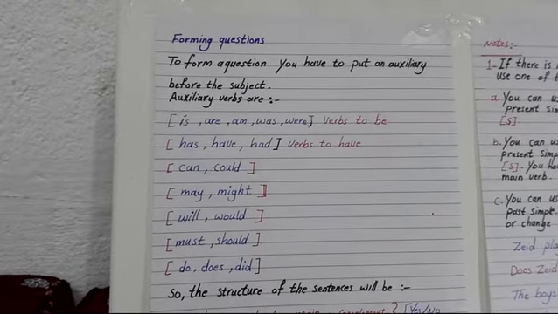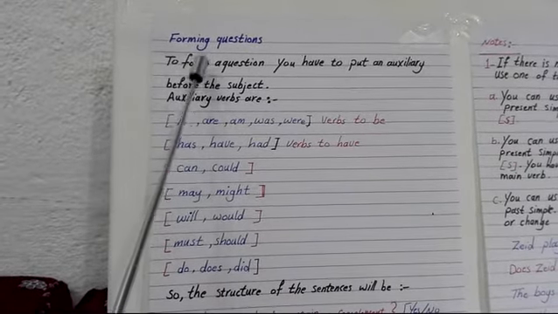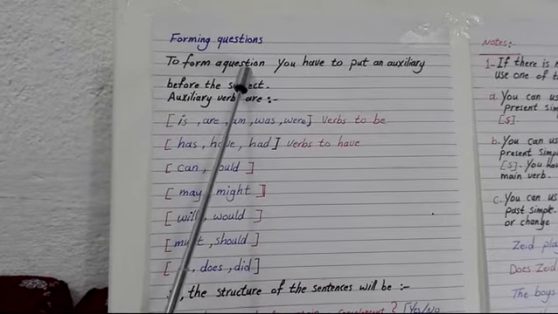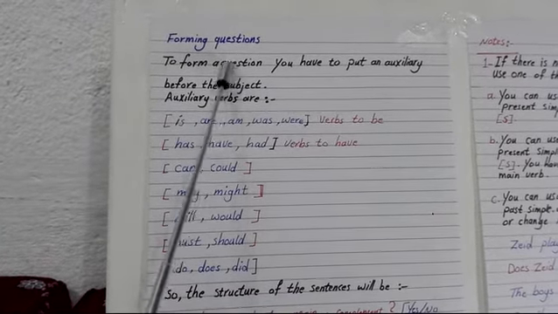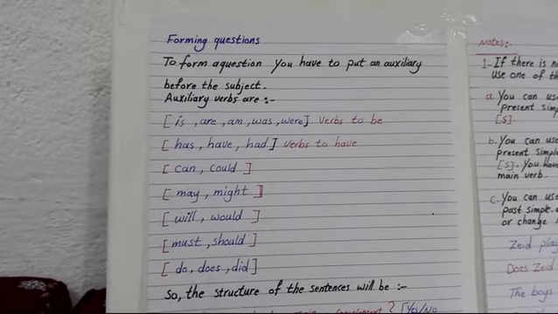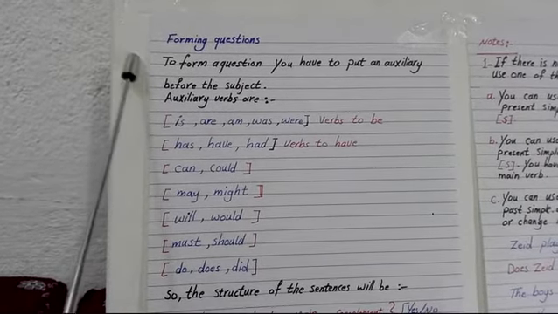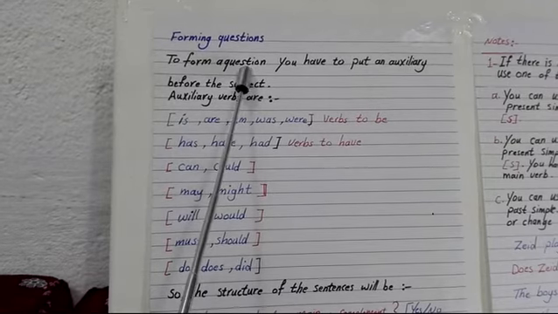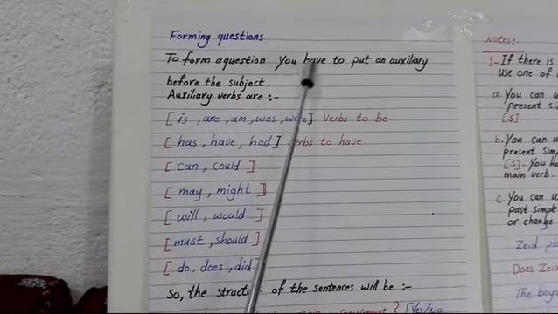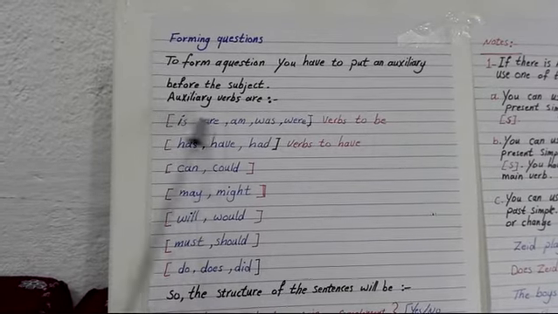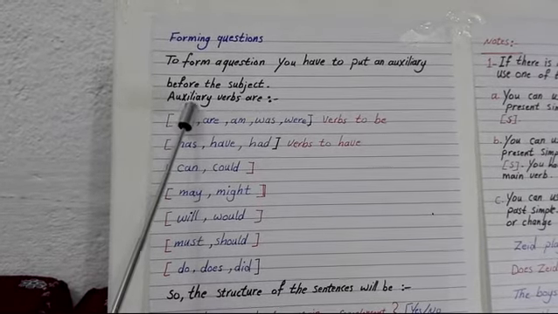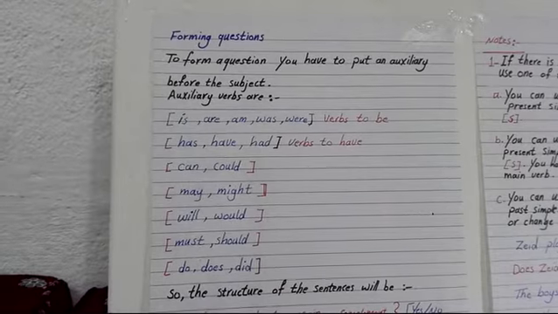درسنا لهذا اليوم forming questions، صياغة السؤال، أو في بعض الأحيان يعبر عنه ب question formation، أيضا صياغة السؤال. بدءا نقول to form a question، لكي نصوغ سؤال you have to، يتوجب عليك put أن تضع an auxiliary verb، فعل مساعد before the subject، قبل الفاعل.